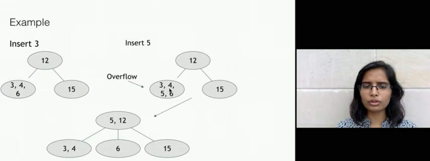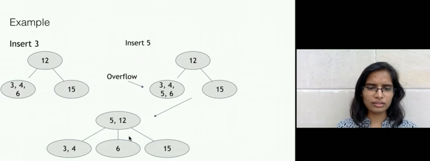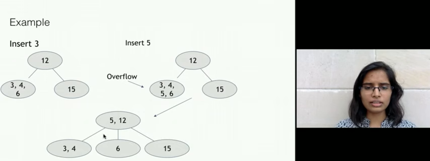We can move either 4 up or 5 up. As we see, we move 5 up here. So 5 moves above. But now, as you can see, there are 2 values here, so we'll have to have 3 subtrees, so that the values less than 5 lie in the leftmost subtree, the values between 5 and 12 are in the subtree in between, and the values greater than 12 are here. After moving 5 up, we'll have 3, 4 and 6, but we'll have to split this node, and we'll get 3 and 4 in one node and 6 in another node.